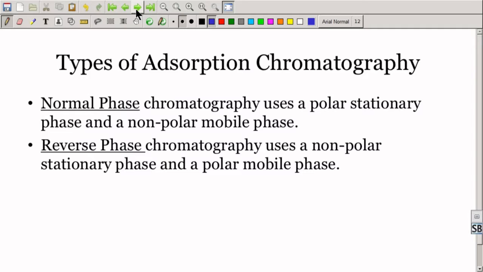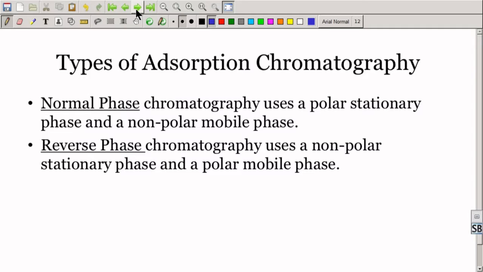On the other hand, and this is how most HPLC is set up, you have what's called reverse phase chromatography, where your stationary phase is very nonpolar. It's very greasy, and your mobile phase tends to be polar. You notice with HPLC, one of the solvents used for the mobile phase is just water. The other common HPLC solvents are methanol and acetonitrile, both of which are fairly polar and also miscible with water.